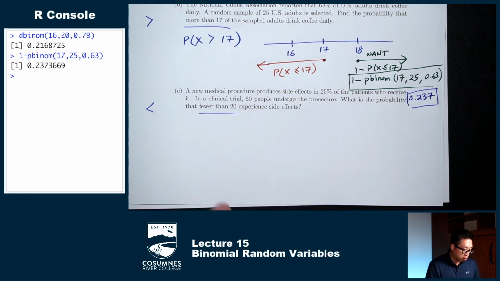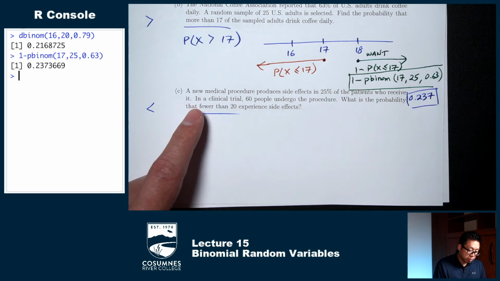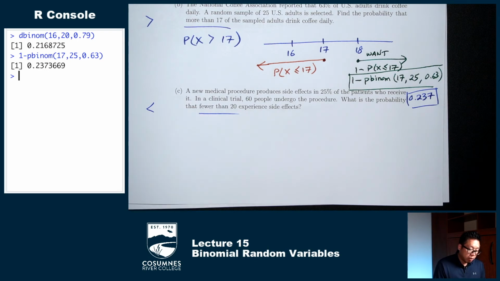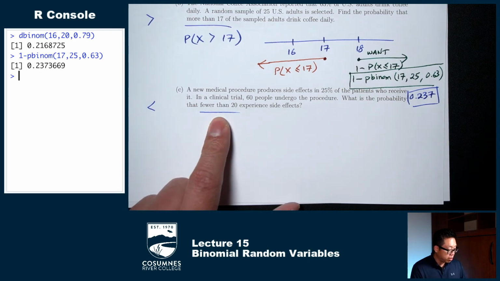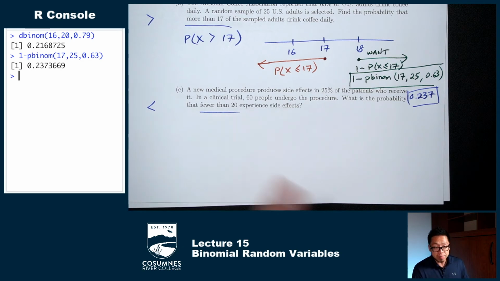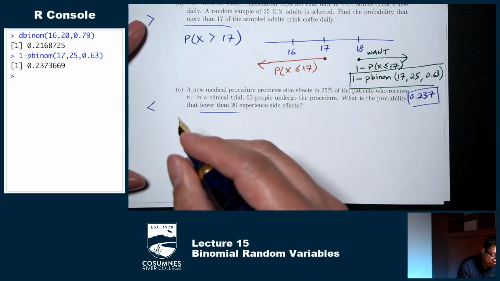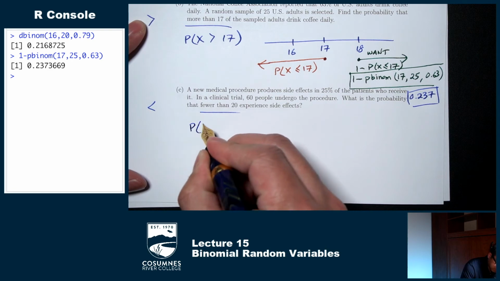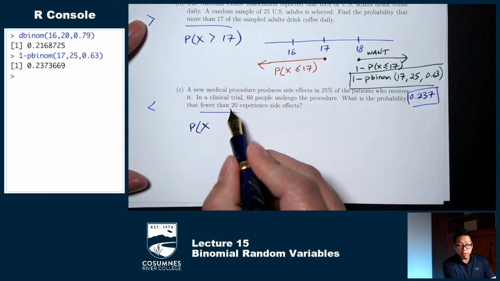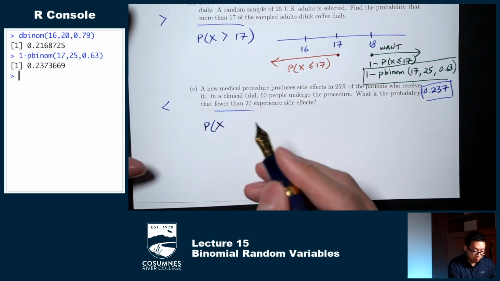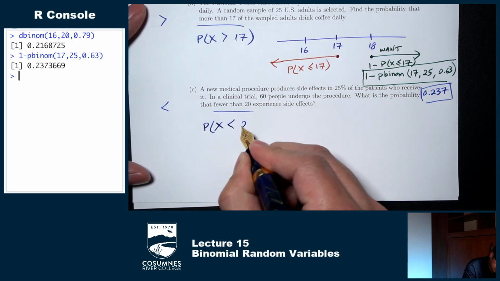Part C. A new medical procedure produces side effects in 25% of patients who receive it. In a clinical trial, 60 people undergo the procedure. What is the probability that fewer than 20 have side effects? In symbols, what I'm looking for here is probability x, fewer than 20. We said translate it to a less than 20.